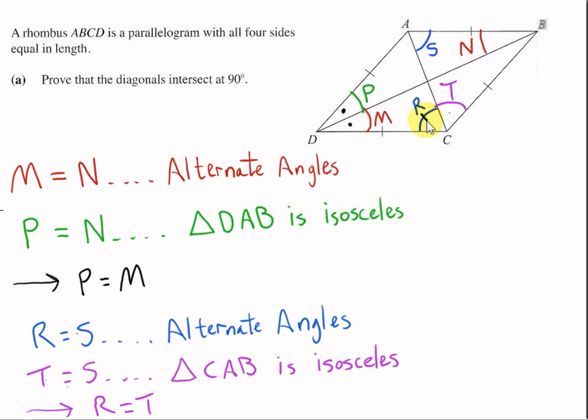Now, I just put a tick on these to indicate that they're equal. I don't put a dot in here because this angle is not the same as this one. But angle R is equal to angle T, so we use a different symbol.